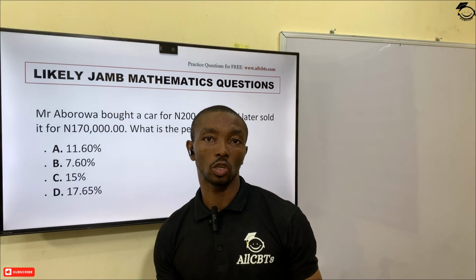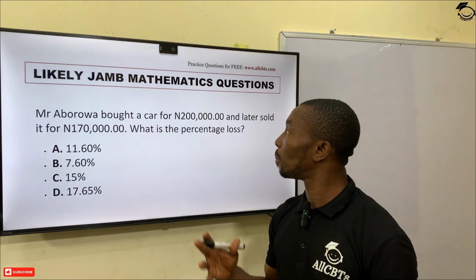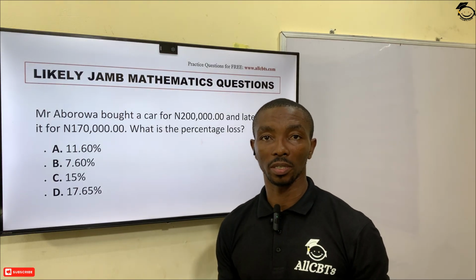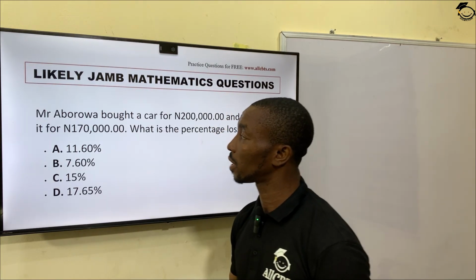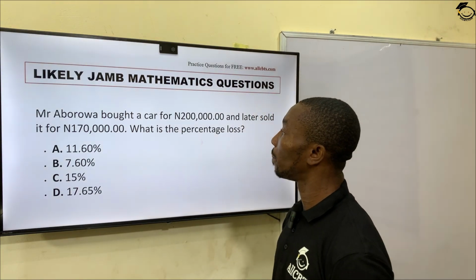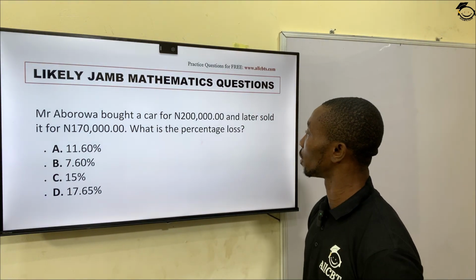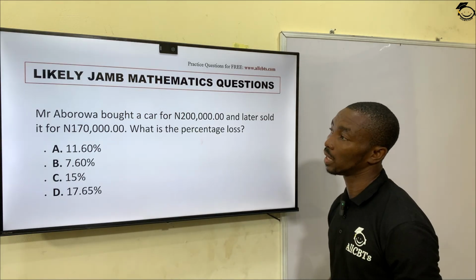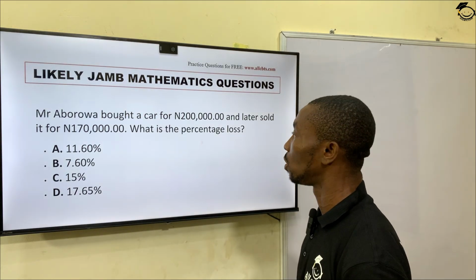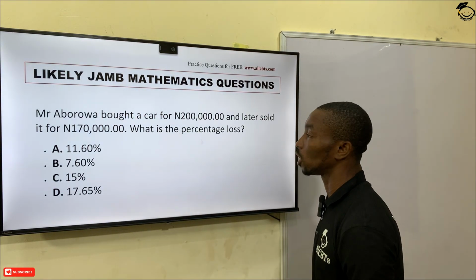Today we'll be looking at top likely JAMB questions compiled from different years. Alright, our first question says, Mr. Aborowa bought a car for 200,000 and later sold it for 170,000. What is the percentage loss?